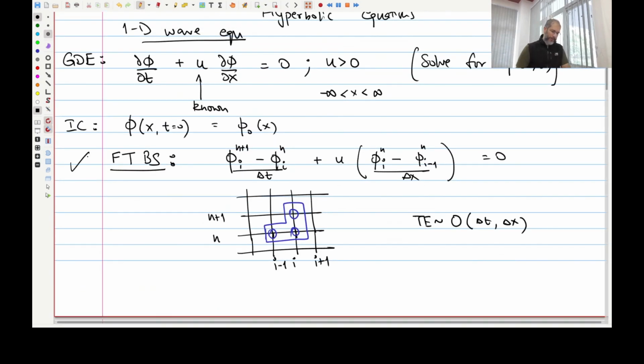This one, forward time, backward space. What we are saying is that the information at the ith point at the n plus 1th time depends on information at i minus 1. It also has the information at the ith point, which does not bother us too much. But if it had any information at a point to the right of the ith point, then that would be incorrect, because that has no physical meaning, because the information for this equation is always traveling from upwind to downwind.